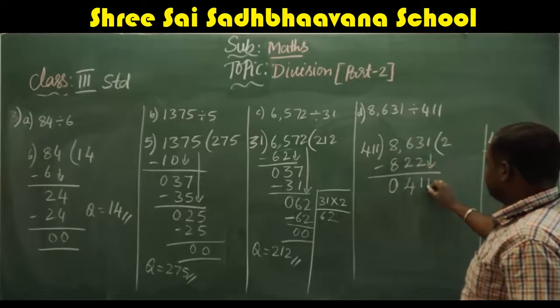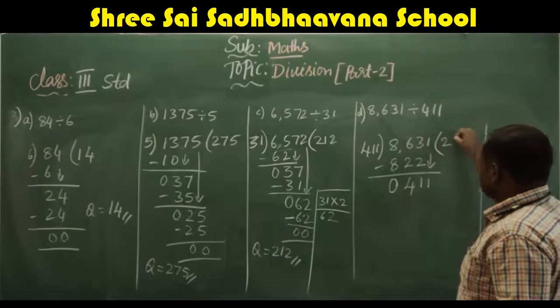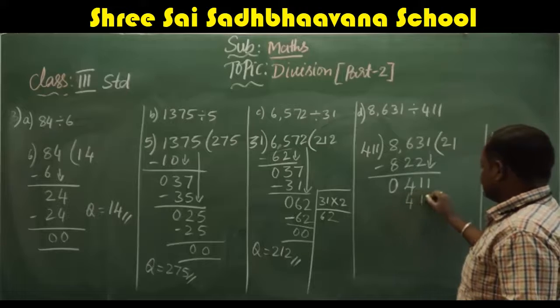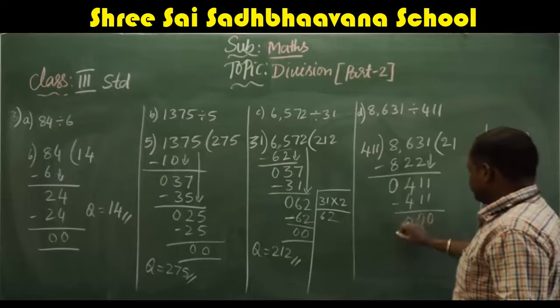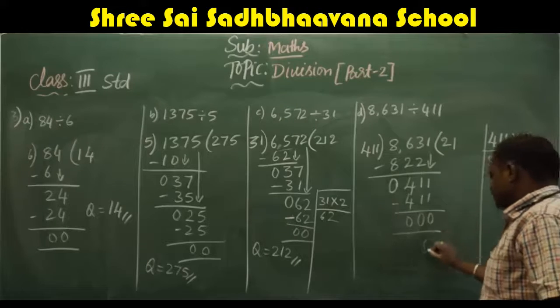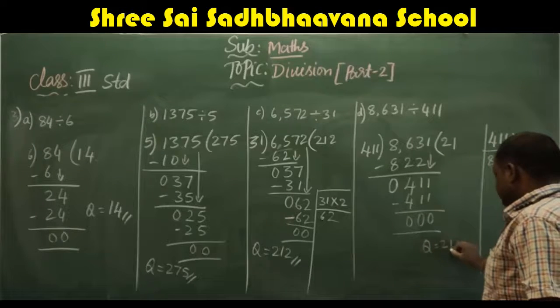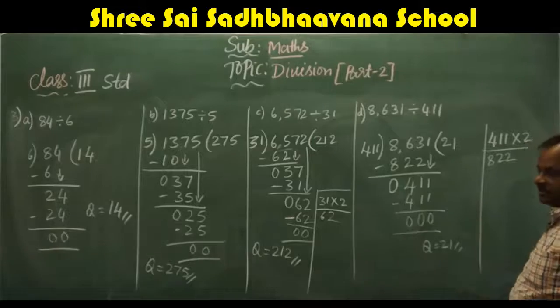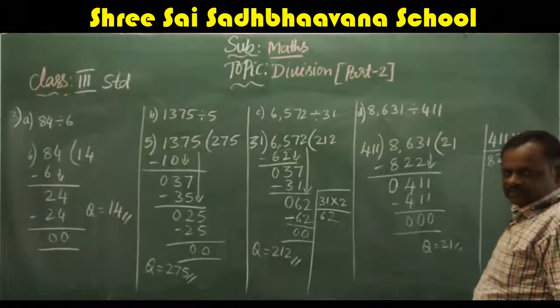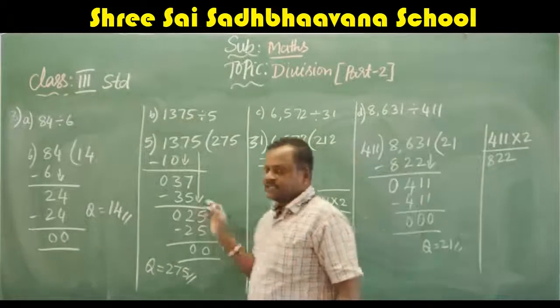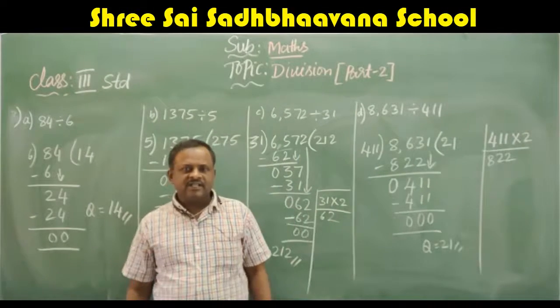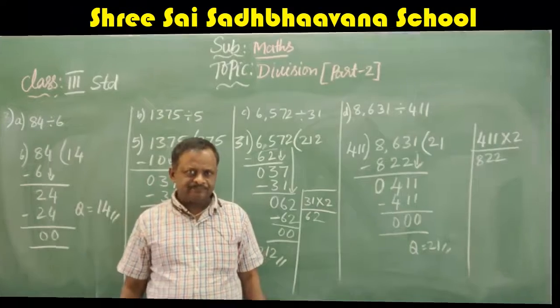Take down 1. So this is 411. 411 minus 1, minus 1 is 0, 1 minus 1 is 0, 4 minus 4 is 0. So what is the quotient here? Quotient is equal to 21. Remainder is 0 in all the cases. Remainder is 0 in all the problems. So I hope you understand this one also. We will move to the next, fourth one.